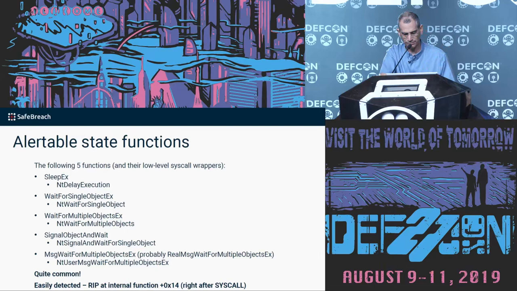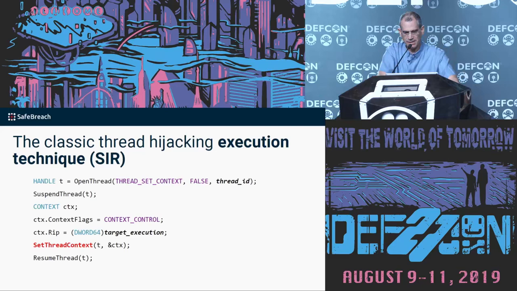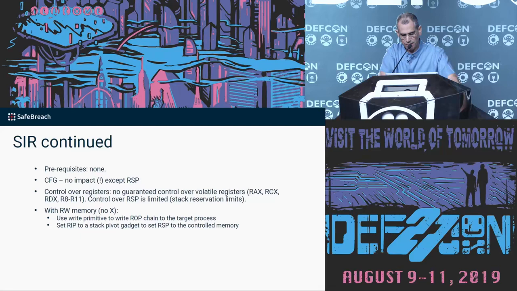Moving on to another pretty well-known technique, the suspend, inject, resume thread execution. As the name hints, we suspend the thread, and then we set the RIP using SetThreadContext to our desired execution location, and then we resume the thread. The thread starts running in the new location. Now, with respect to CFG, amazingly, there is no impact. There's no check in Windows anywhere that this is a CFG valid address, because it does not represent a callable function in the first place.